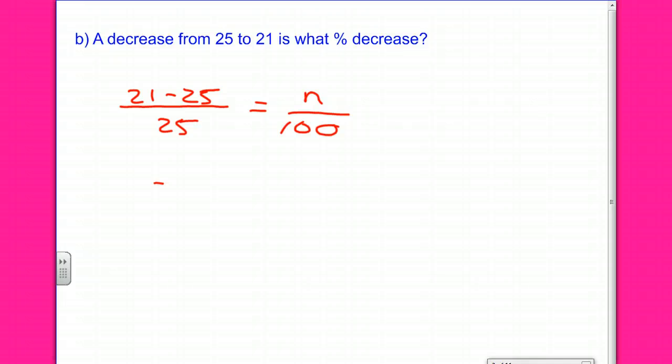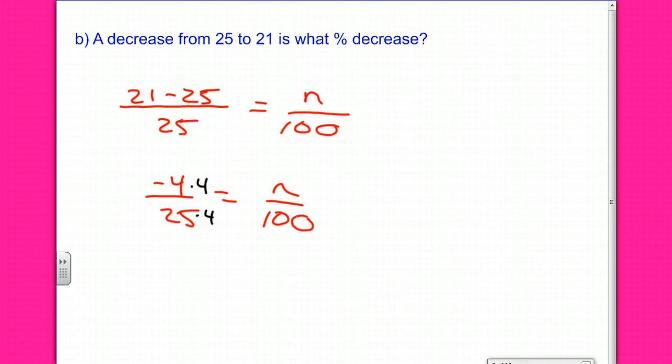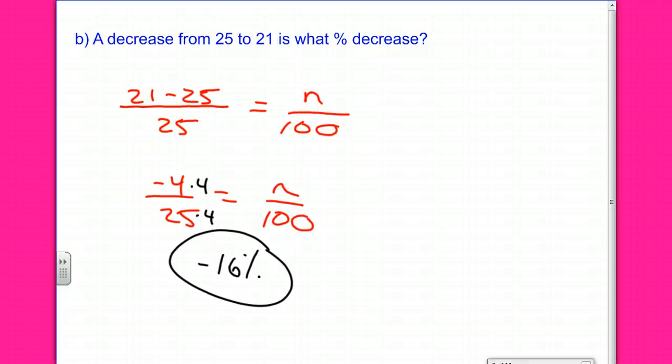Negative 4. Good, so here we are, 7th grade in a negative year, right? Lots of negatives show up. And now we can, again, blow this up, right? Because it's a nice 25 in the denominator. So what are we going to multiply the denominator by to get to 100? 4. 25 times 4, so negative 4 times 4 is negative 16%. Good. So we had a negative 16% change, or a decrease of 16%, we could say.